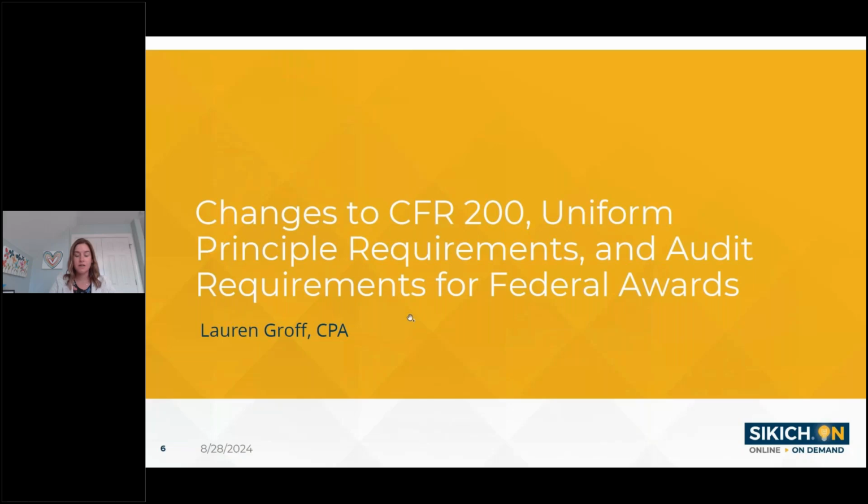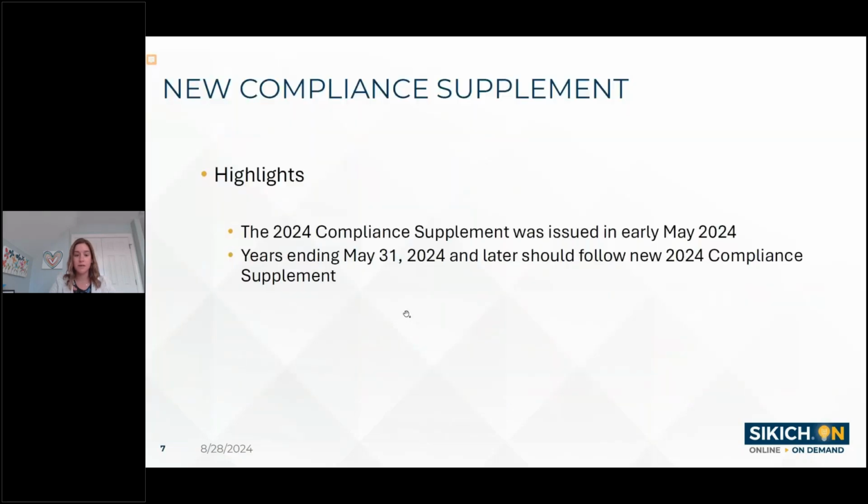First, I'm going to be talking on changes to the uniform guidance. There was a new compliance supplement that came out in April. Our 2024 compliance supplement actually issued in early May, and it is effective for years ending May 31st, 2024 and later. So those organizations having a May 31st, 2024 and forward year end, if you're currently undergoing your annual audit, you'll be following this new 2024 compliance supplement.